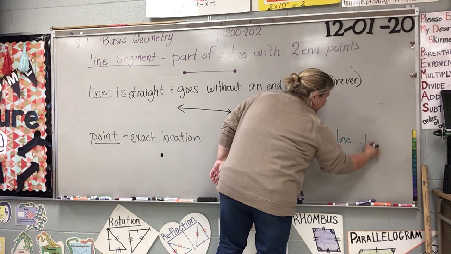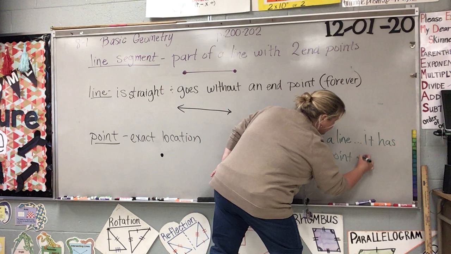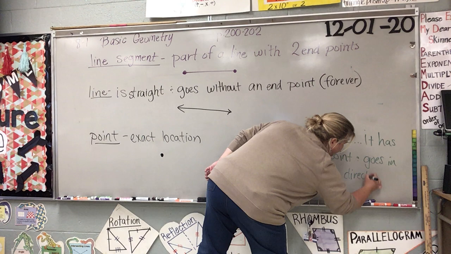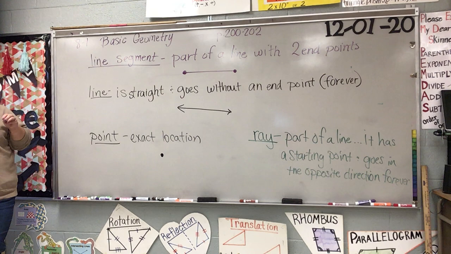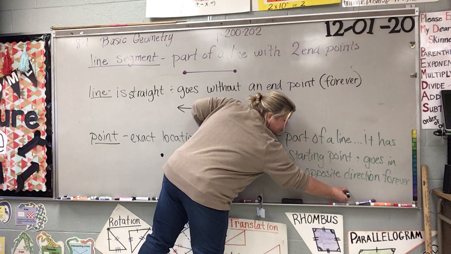It has a starting point and goes in the opposite direction forever. It's a lot on that one. A ray is part of a line. It has a starting point, and it goes in the opposite direction forever. So, if I said it was a combination of these, it has a starting point, and it's part of a line, then the opposite side goes forever. So that's how I would write a ray. That's exactly how I did it. Good.